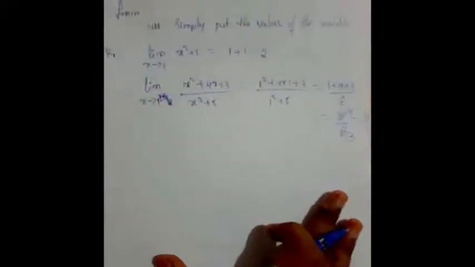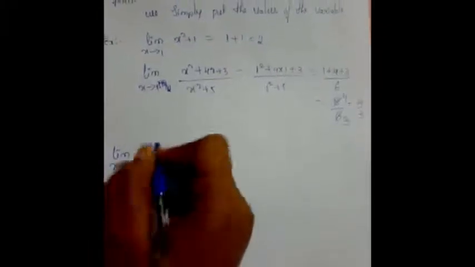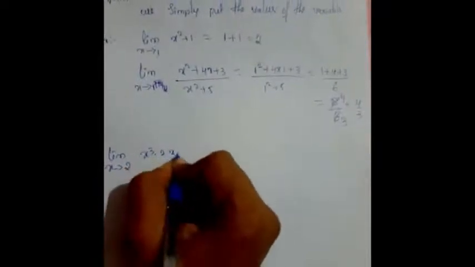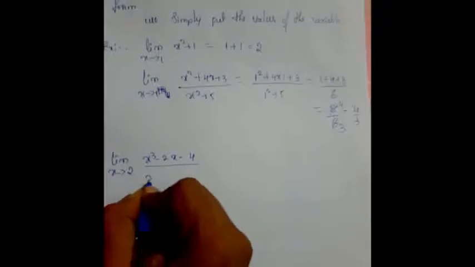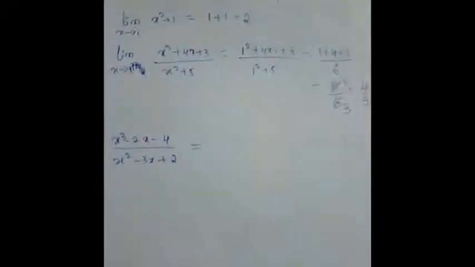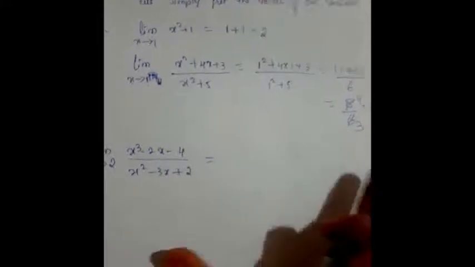Then there is no problem. You are lucky people. Sometimes they will give limit x tending to 2 of (x cube minus 2x minus 4) divided by (x square minus 3x plus 2). If you put the value 2 in this, first do the direct method. Otherwise you can't tell whether the given limit is finite or infinite.